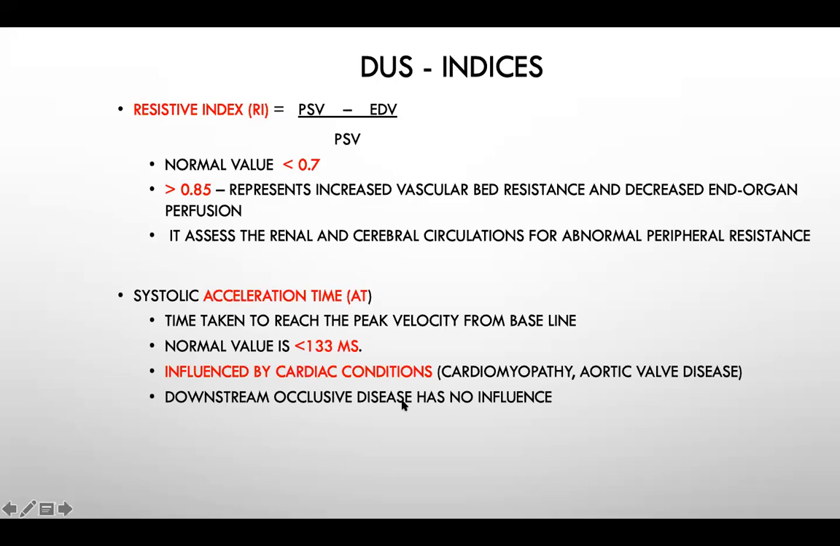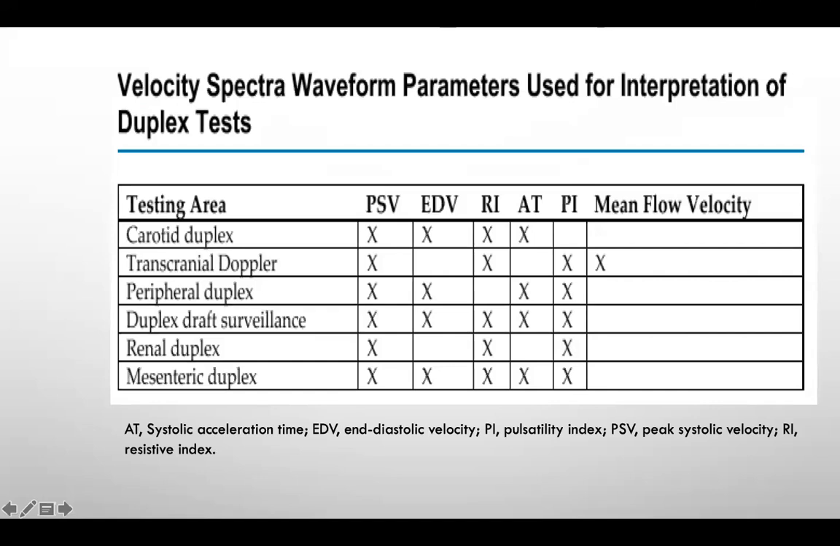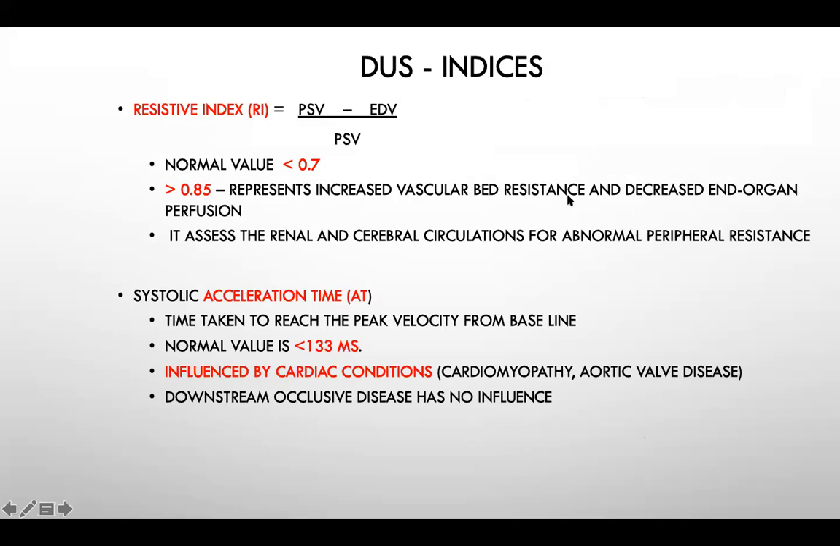Then there is the acceleration time, which is influenced by cardiac conditions. If you talk about various regions: in carotid Doppler, PSVs, EDVs, RI, and acceleration time; in transcranial Dopplers, RI and PI; in peripheral Dopplers, not so much about RIs; in Doppler graft surveillance, all of them; renal Doppler is mostly PSV, EDVs, RI, and pulsatility index; and mesenteric is all of them. So RI is basically the perfusion of the organ and the bed resistance that it denotes. And as sir was saying regarding the treatment, you can have a little indication based on the RI.